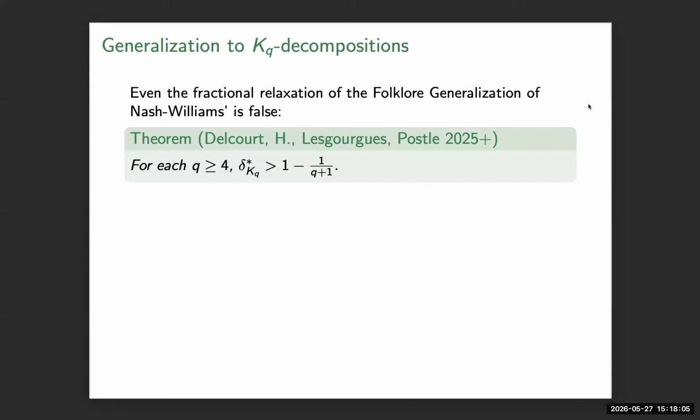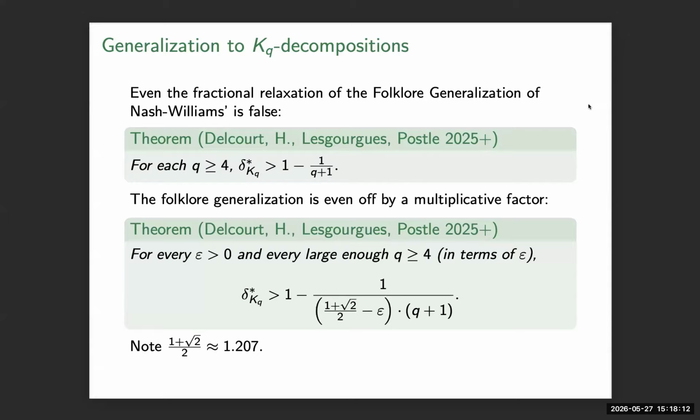Even worse, the folklore generalization is even off by a multiplicative factor. So in particular, for every positive epsilon and every large enough Q, at least 4, in terms of epsilon, that fractional threshold is strictly greater than 1 minus 1 over this rational minus epsilon times Q plus 1, where that rational is greater than 1. Okay, so not looking good for the folklore generalization here.